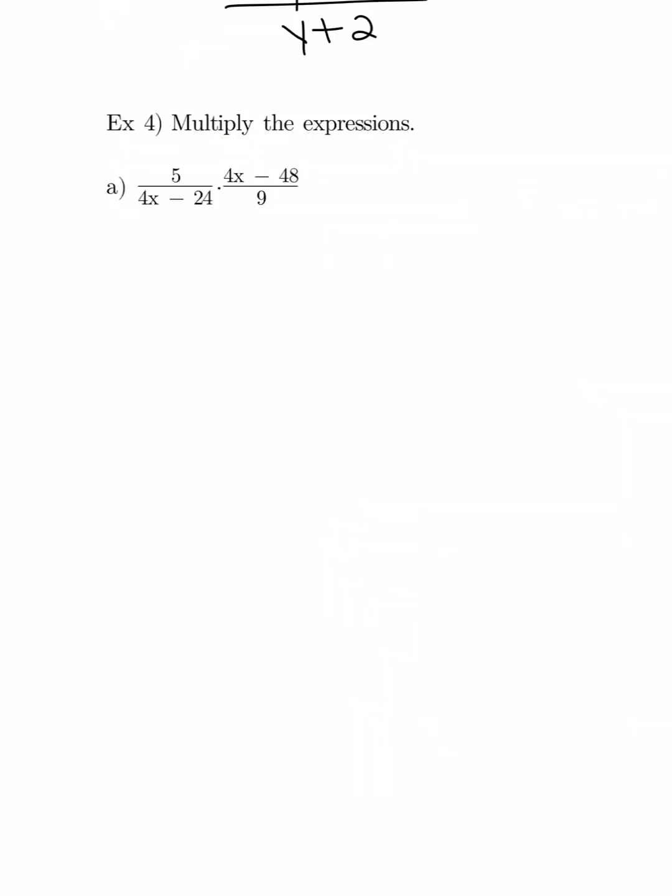In general, remember that when you are multiplying two fractions, you multiply straight across. But when we have expressions like these, and they might simplify, it frequently is much, much easier to simplify before you start multiplying. For example, on this problem where we have 5 over 4x plus 24, I can factor 4 out of that denominator. So I'm going to rewrite the denominator as 4 times x minus 6.